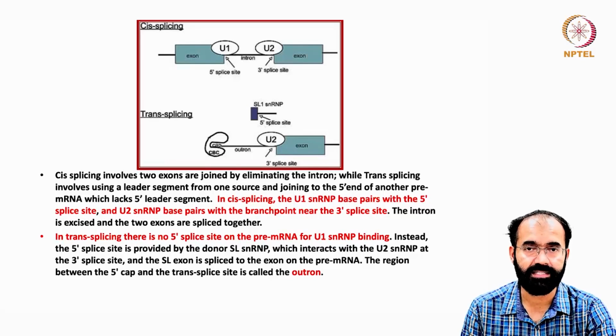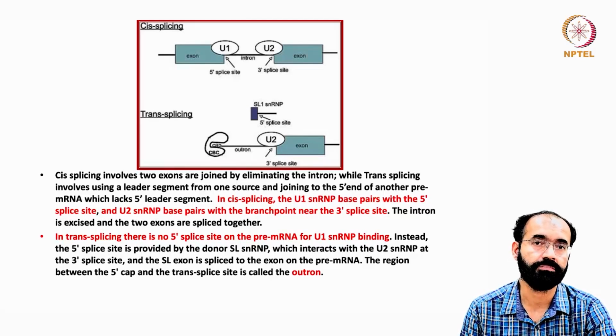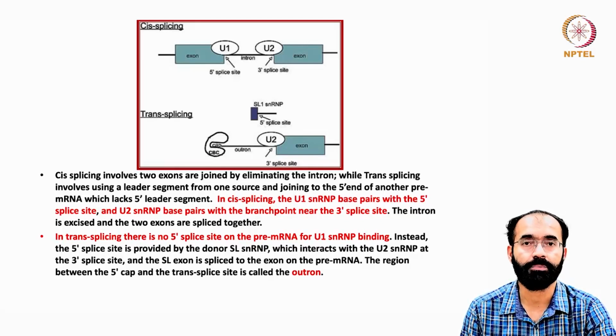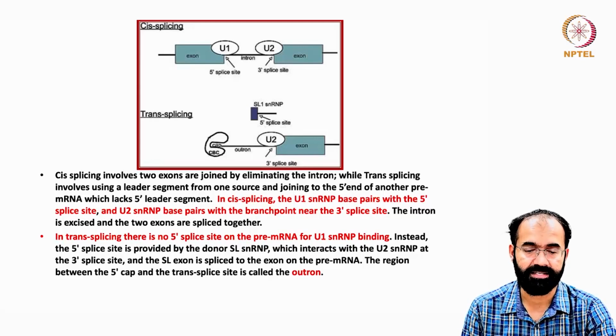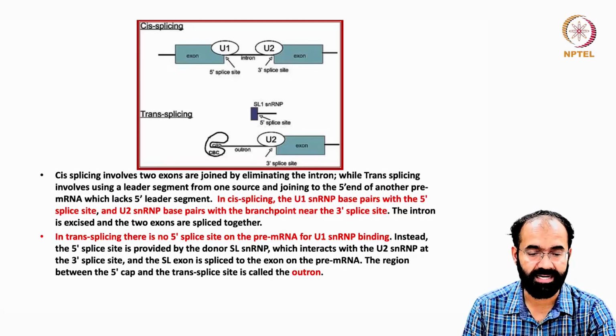Several RNAs need this 5' leader sequence, but are incapable of having it in their own sequence or in their own genome. It is produced elsewhere and it is provided by this trans-splicing.